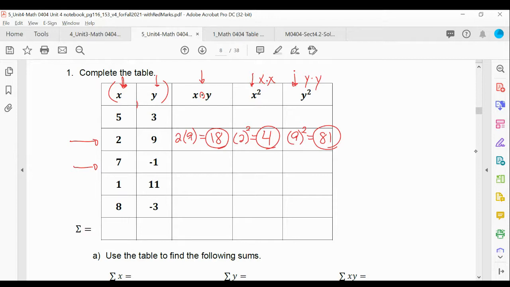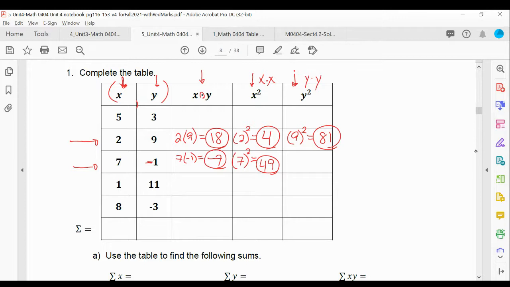Let's do the third row here with the negative sign here on the Y. So here I have 7 times negative 1. 7 times negative 1 is a negative 7. If I were to square the X value, that would be 7 squared. So 7 times 7 is 49.